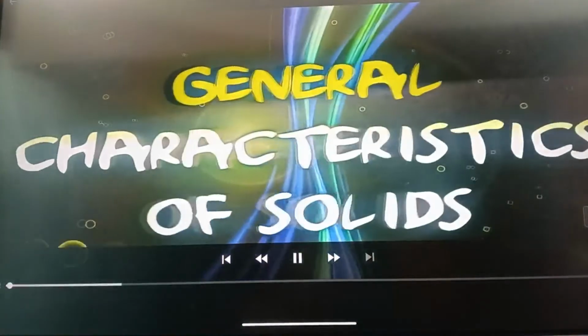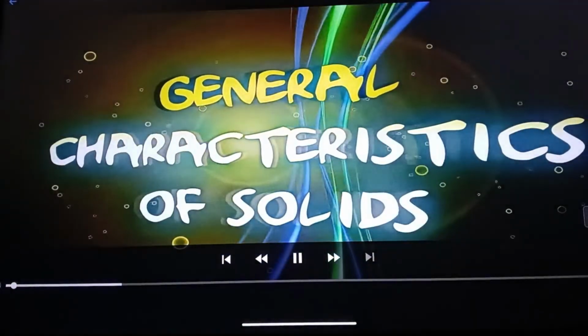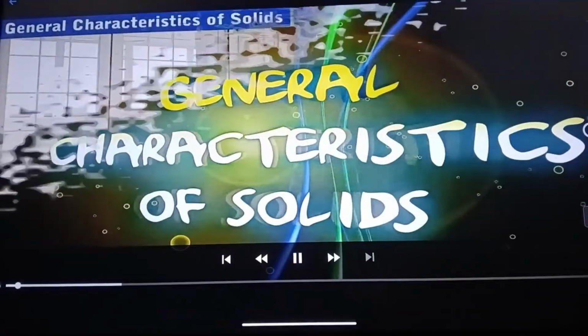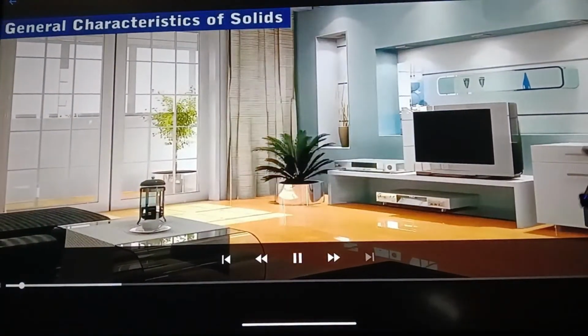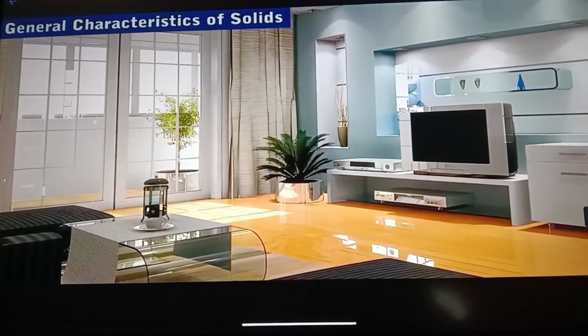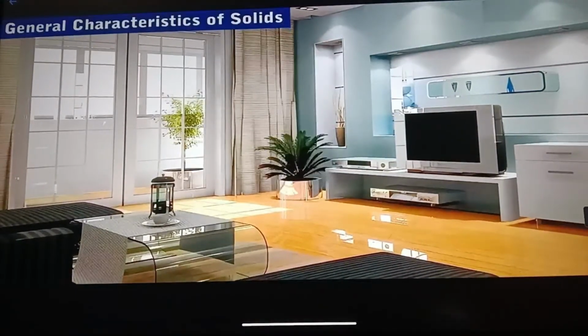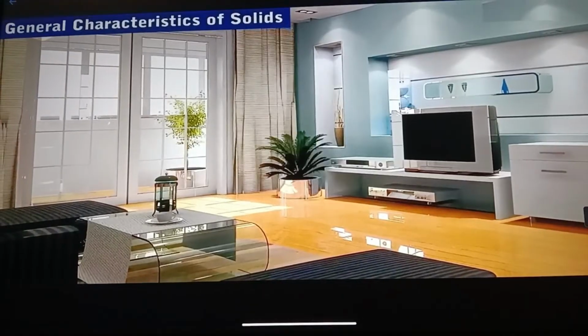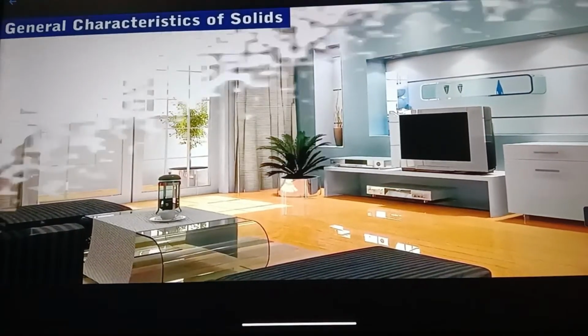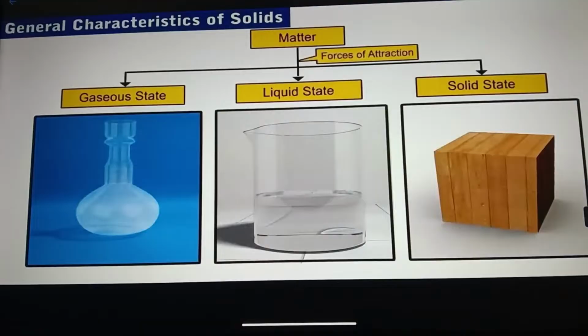In this module, we will be studying about the general characteristics of solids. As you know, based on the forces of attraction between the constituent particles such as atoms, ions, or molecules, the matter exists in three different physical states, namely gaseous state, liquid state, and solid state.